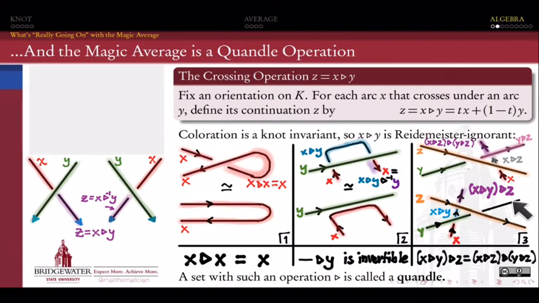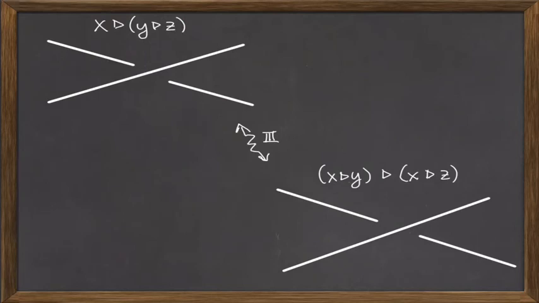And then to be able to move that to the other side of the crossing here, type 3 Reidemeister move, and see what happens. Let's see if we can talk ourselves into that. So how are we going to get X triangle Y triangle Z with the Y triangle Z in parentheses?